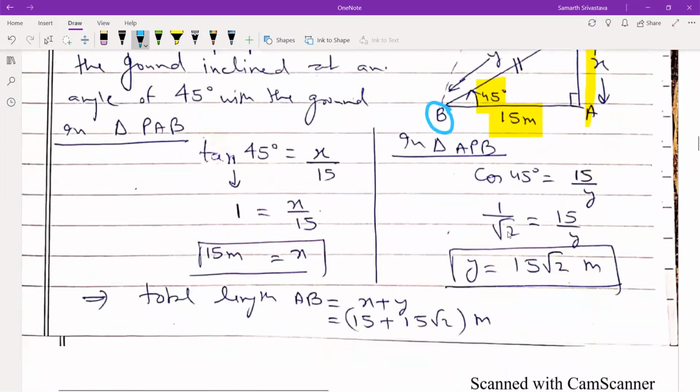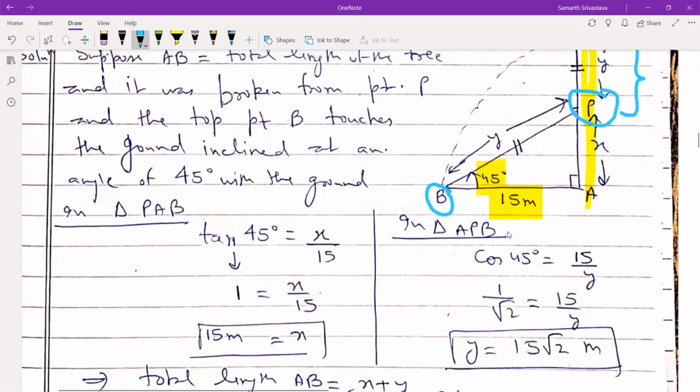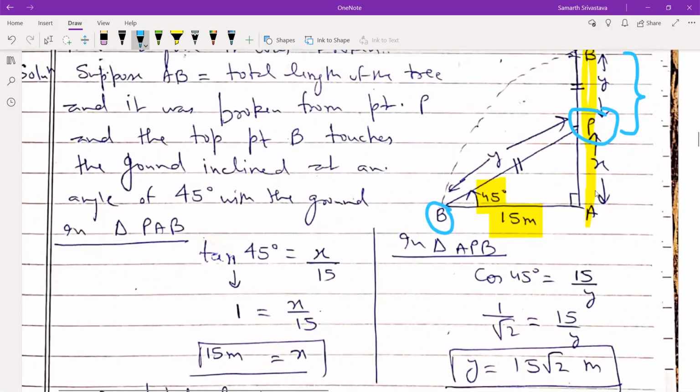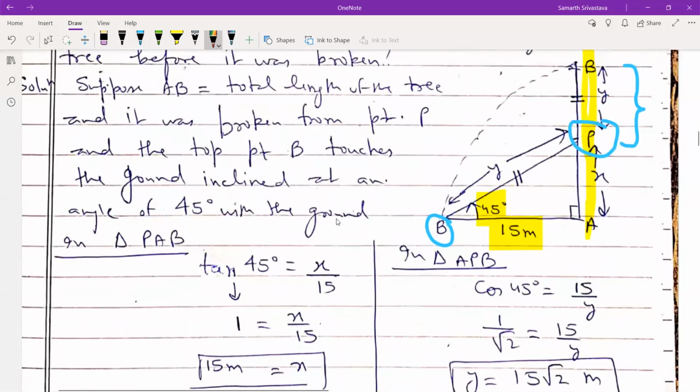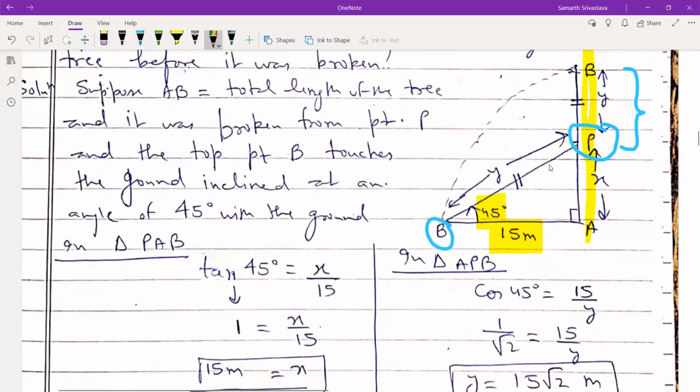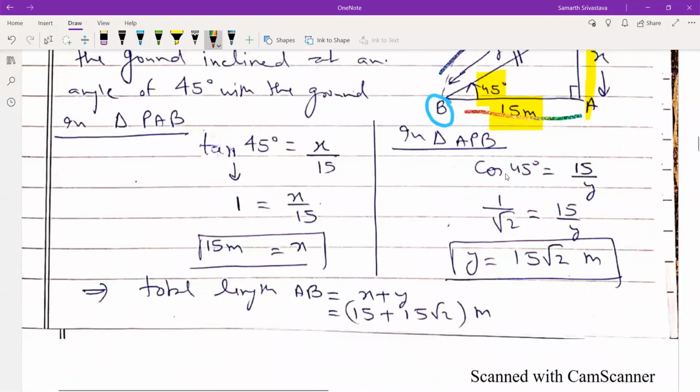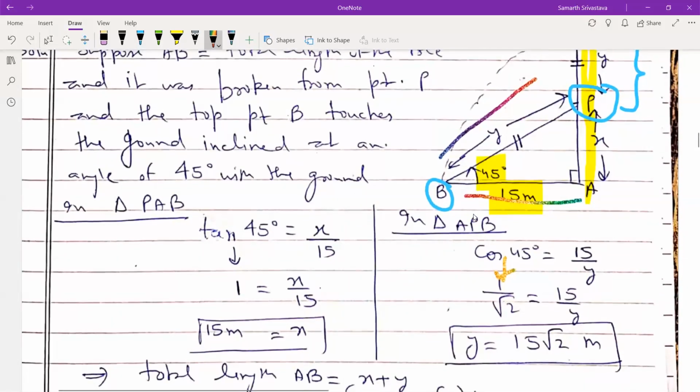So in triangle PAB, tan 45 is equal to x upon 15 as per the diagram I have drawn, and tan 45 is the standard angle whose value is 1. So x is equal to 15 meters. Now in triangle PAB again, if I take the trigonometrical ratio cos 45, so cos 45 is equal to 15 upon y. Cos 45 is the standard angle whose value is 1 by root 2. So 1 by root 2 is equal to 15 upon y. So y is equal to 15 root 2.